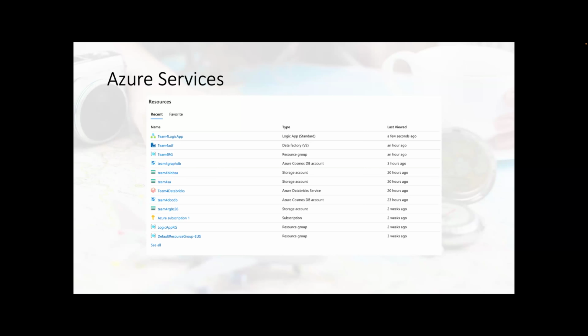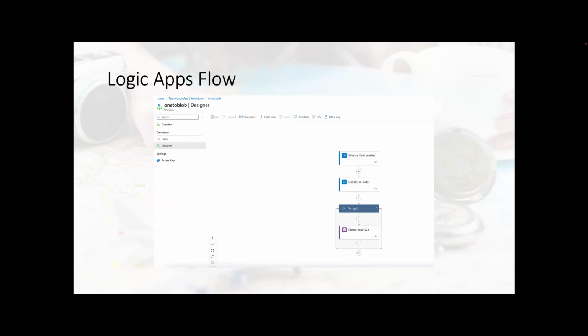Yeah, so this is our Logic App flow. Here you can see that when the file is created at the OneDrive location, it triggers, and the file is pushed to the blob location in our Azure account.